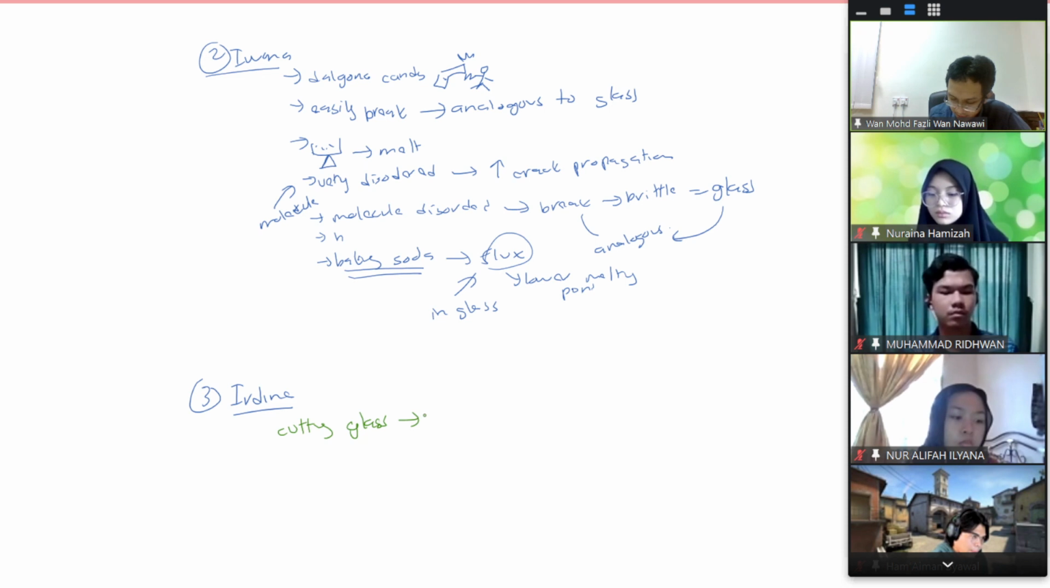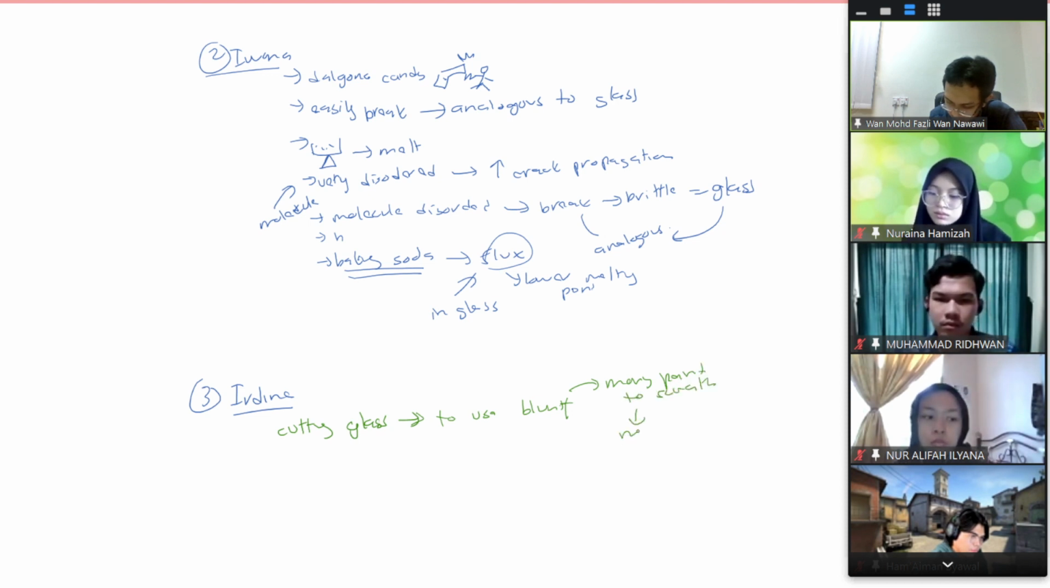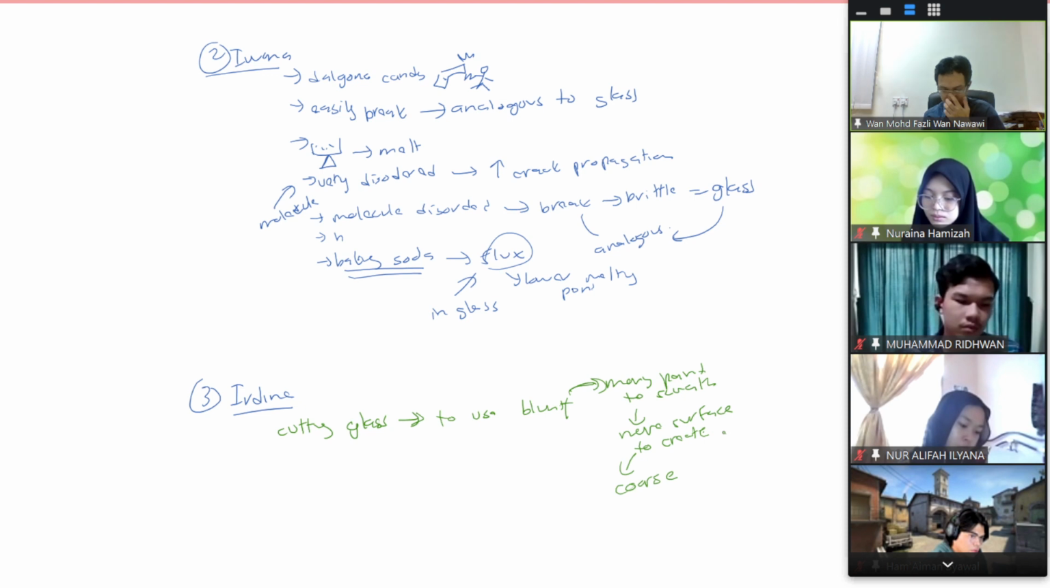When cutting the glass, we have to use a blunt point, because when we use a blunt point, it has many points to scratch, so it has a bigger surface for it to break. But if we use a sharp point, it only has one line to scratch, so it has a thin surface and it is harder to break. Okay, thank you.